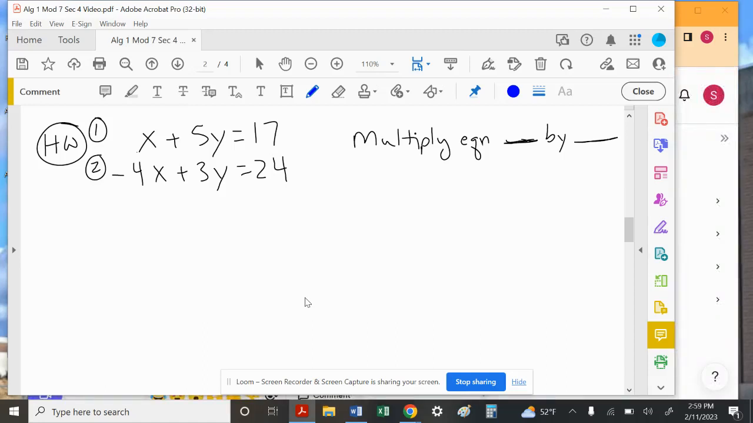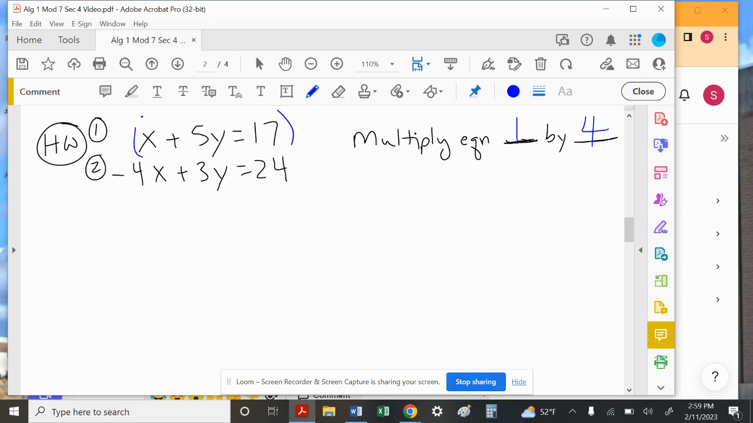Okay, so now we have this particular system and we want to eliminate a variable. So we can do a couple of different things here. Notice that we only have a 1x there. So the easiest thing to do was to multiply equation 1 by positive 4. If I do that, I'm going to get a 4x there. And that means that the 4 and the negative 4 will cancel.